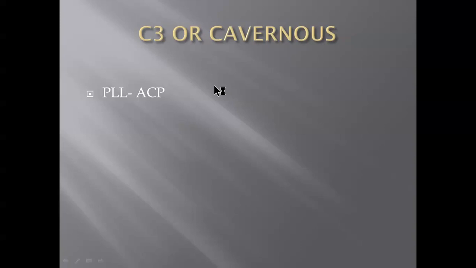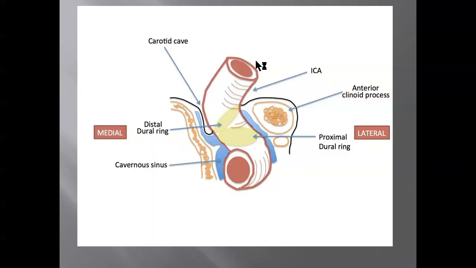Now let's come to the C3 or the cavernous segment. The C3 cavernous segment starts from the petrolingual ligament till the anterior clinoid process. The C3 segment is also known as the cavernous segment because it's inside the cavernous sinus.